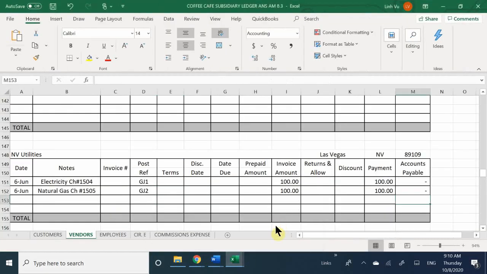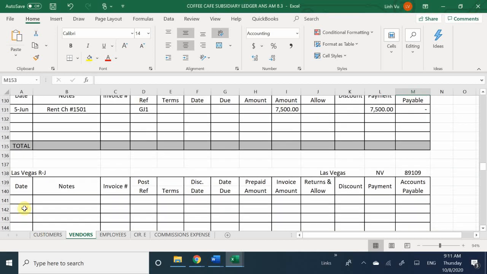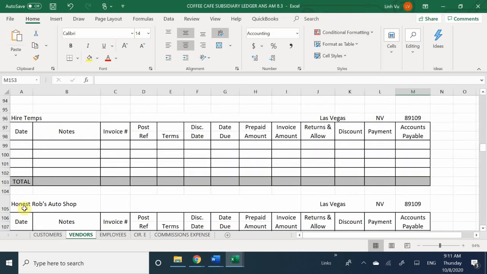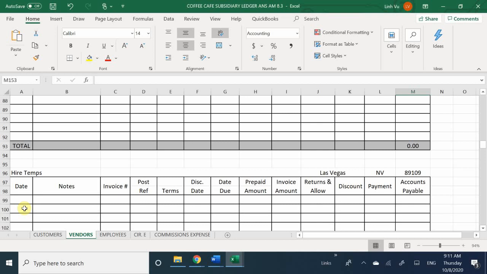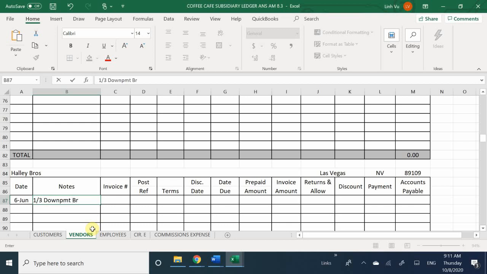So now I'm going to go to my subsidiary ledger. I'm going to go ahead and find Haley Bros. There you go, Haley Bros. And I'm going to make sure I write here one third down payment on brewer slash grinder.